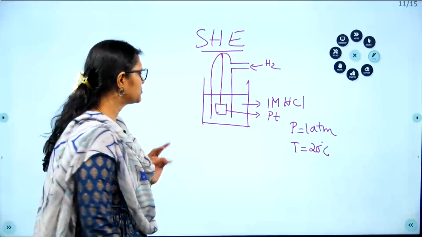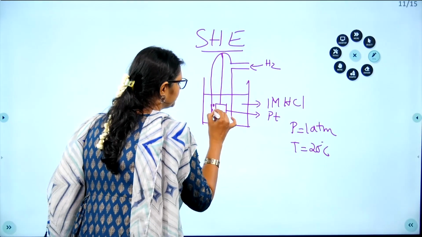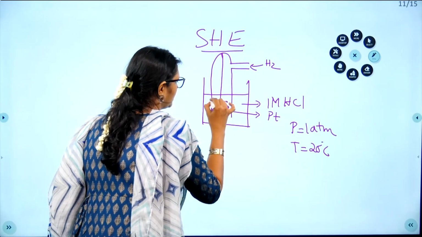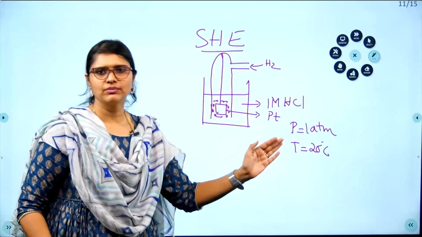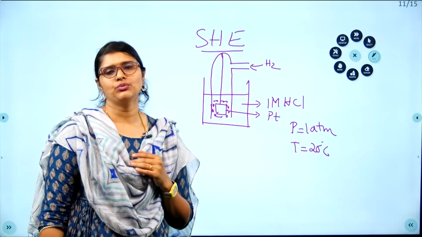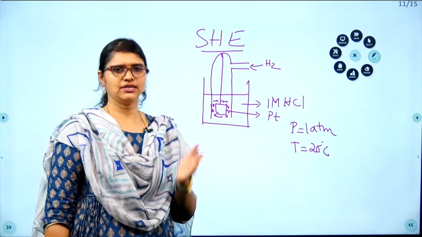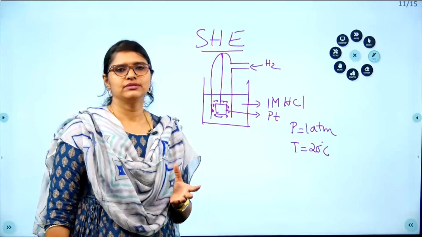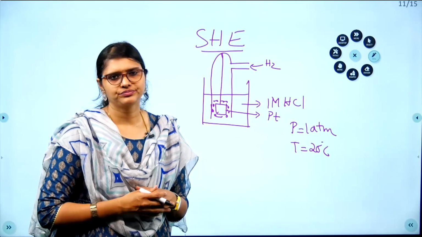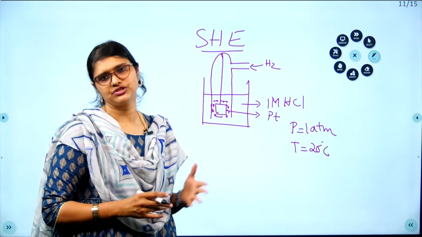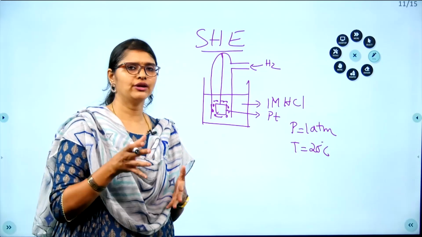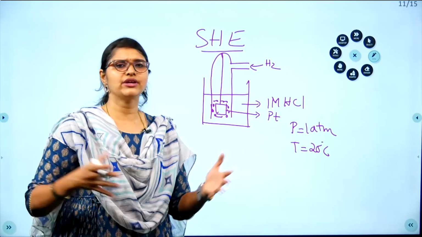So when you pass hydrogen gas, what will happen? Bubbles will be formed, bubbles like this are formed. This experimental setup is called what? Standard electrode potential. So why is it so special? Because it's a reference electrode. You can connect this SHE, that is standard hydrogen electrode, to the anode or to the cathode. Either way you can connect.